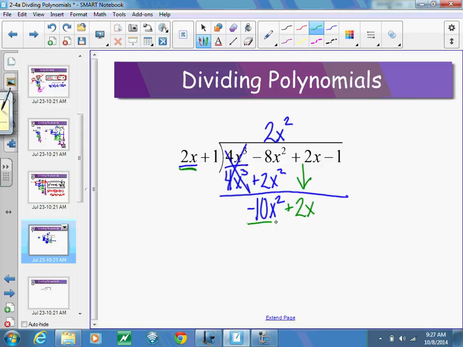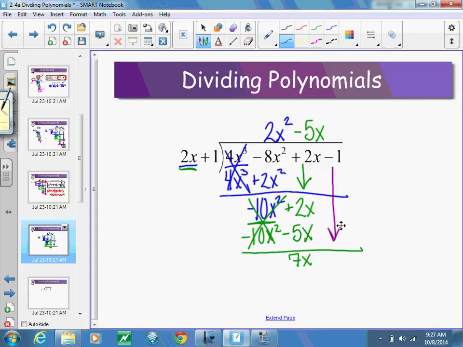Now 2x times what would give you negative 10x squared? That's going to be a negative 5x. Negative 5x times 2x is a negative 10x squared, minus 5x. Go ahead and do our subtraction. Negative 10x squares are going to cancel out. 2x minus a negative 5x is going to give me a positive 7x. When you subtract a negative, you get a positive. And then I'm going to bring down my negative 1.